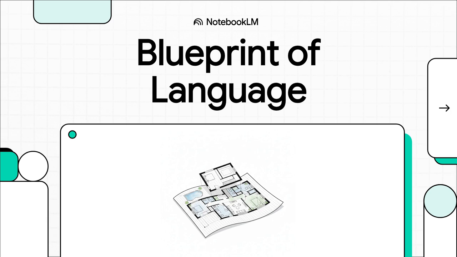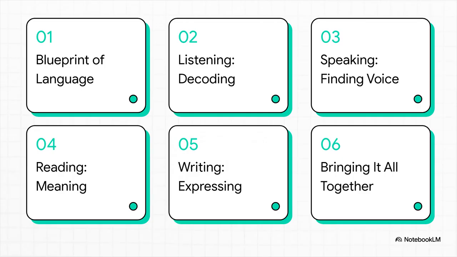To make this super dense pedagogical info actually digestible, we're going to look at the ELP support documents like an architectural blueprint. So, here's how we're breaking it down today. First, the blueprint of language. Second, listening, decoding the sounds. Third, speaking, finding their voice. Fourth, reading, constructing the meaning. Fifth, writing, expressing the ideas. And finally, number 6, bringing it all together.